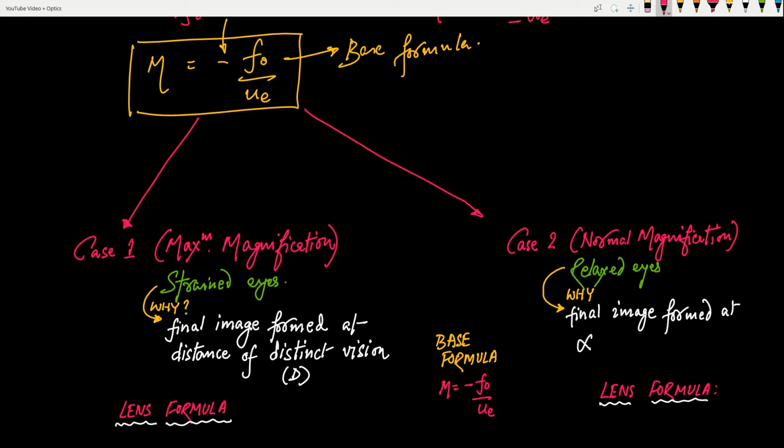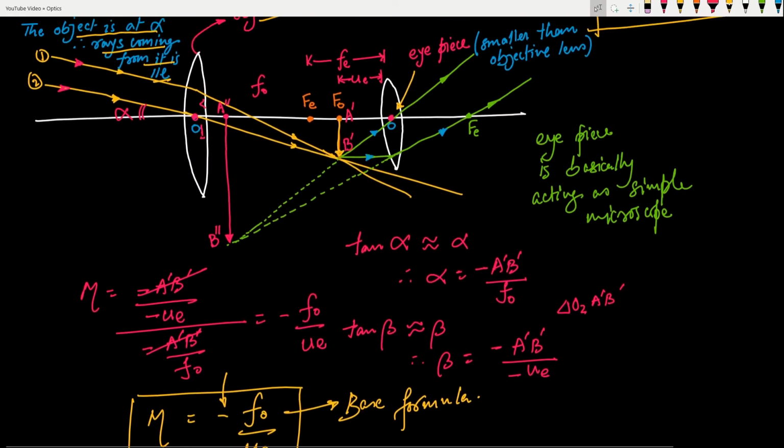As you can see, case 1 is for maximum magnification. We know that for maximum magnification, our eyes get strained when we look into the image for a longer period of time. I've explained this. Why do our eyes get strained? Because the final image is formed at the distance of distinct vision. Now how will this base formula change when the image is formed at the distance of distinct vision, so that we get maximum magnification? Let's look into the diagram and things will be clear.